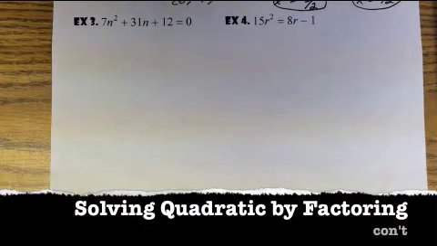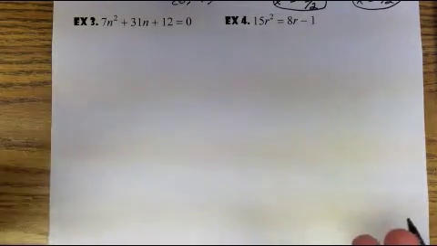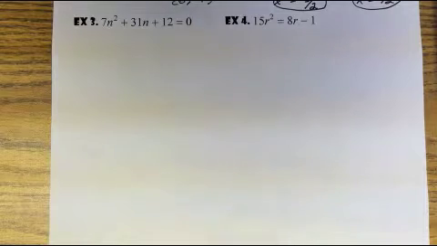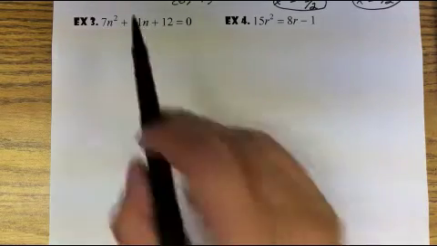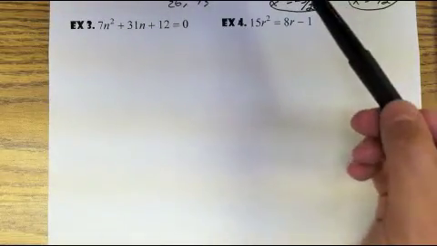All right, so example number 3 is set up the way that we need it. Set it equal to 0. Everything is on one side of the equal sign, so we're good to go. Step 1 says factor completely. We always check for GCF. 31, no, and 7, no. When we've got prime numbers going on, we can't do anything.